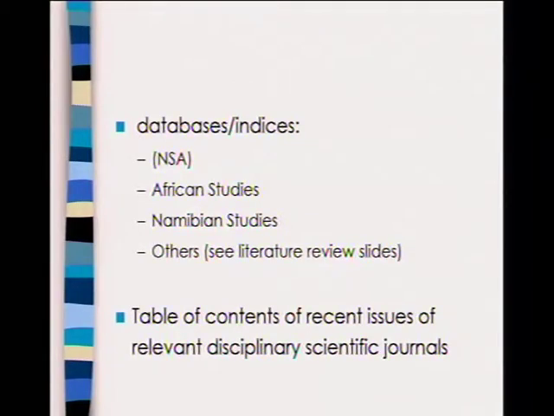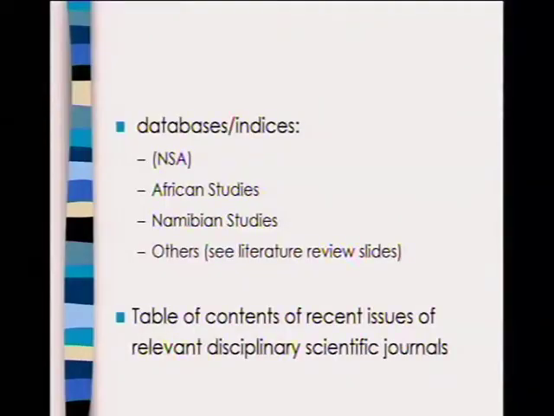If you look at others, for example, every fourth-year student, or honors student, it is a requirement that they should do a research dissertation. Right at the end, after the recommendations in chapter 6, students are asked to present at least 3 areas which they feel other researchers could study. So by looking at what other people have done, you can also get an idea of what topic you would want to research. And also the table of contents of recent issues of relevant disciplinary scientific journals can be used.